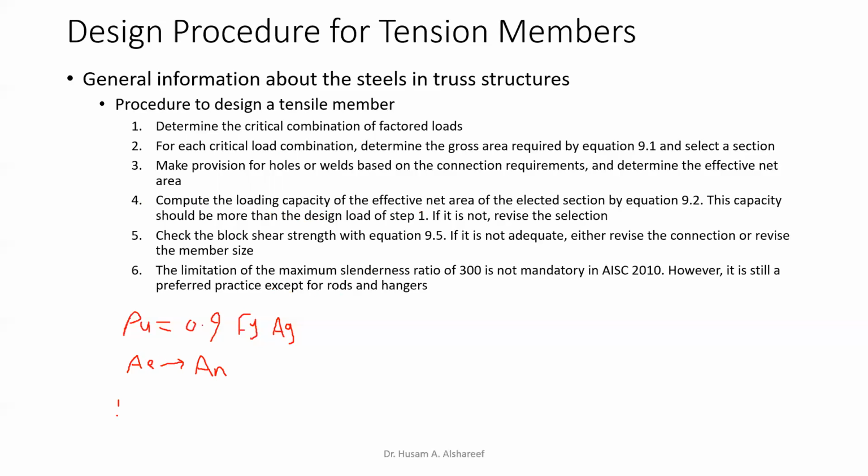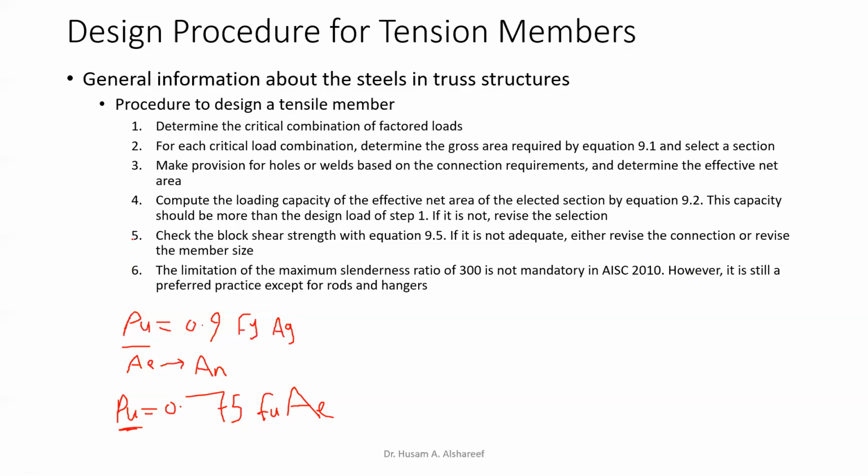Now, equation 9.2 is Pu equals 0.75 times Fu this time times the effective area. So the effective area is here. Fu is the maximum load capacity times 0.75. This capacity should be more than the design load. This capacity here should be more than this. If not, revise the selection. Then your selection is inadequate and you have to change it.